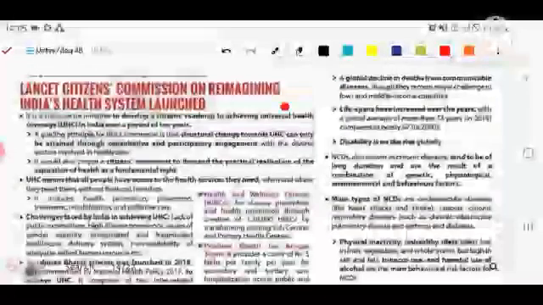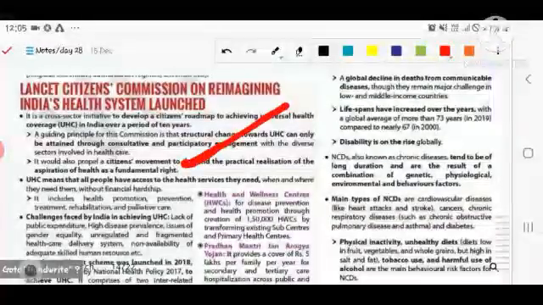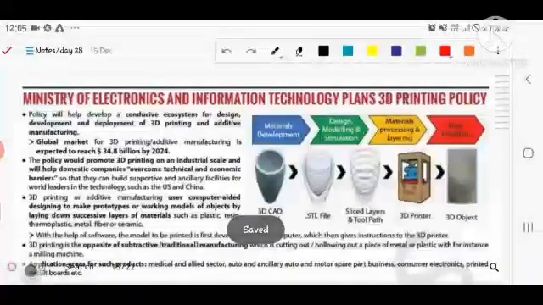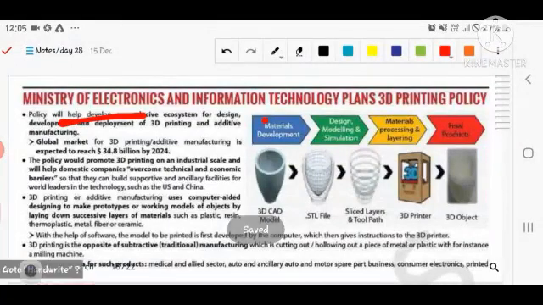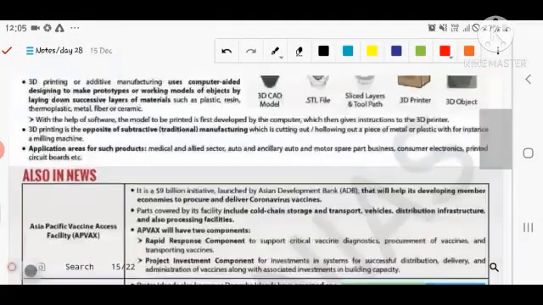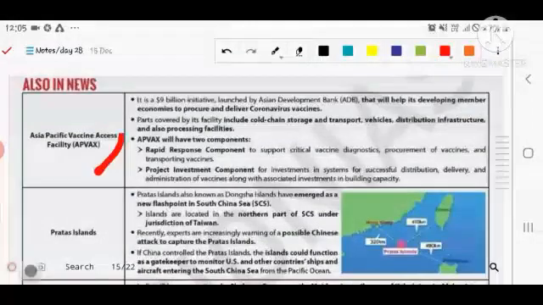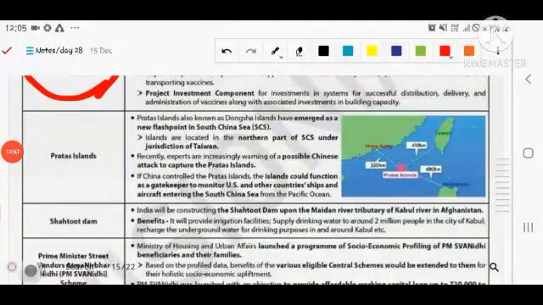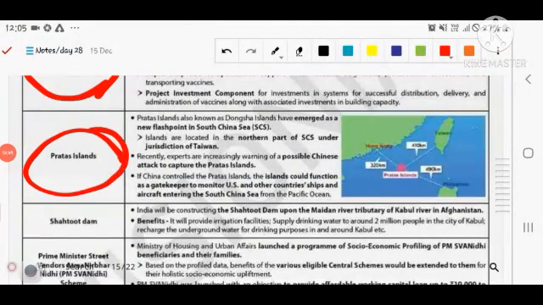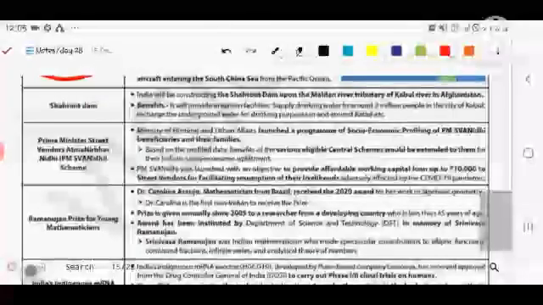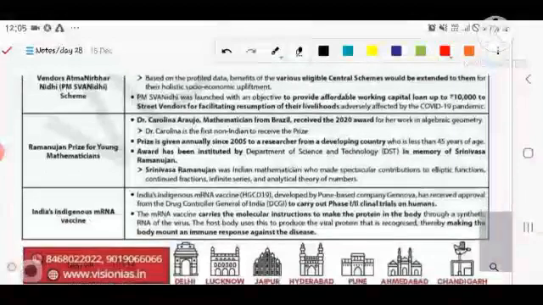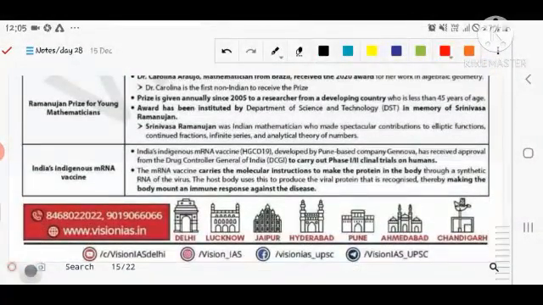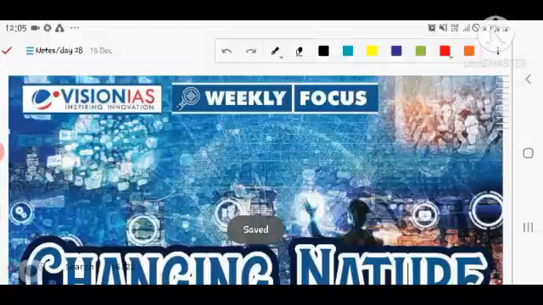Number three, the Lancet Citizens' Commission on Reimagining India's Health System was launched. Next, the Ministry of Electronic and Information Technology's 3D printing policy. Also in the news, the Asia Pacific Vaccine Access Facility, the Pratas Island in the Pacific, the Shahpurkandi Dam, the Prime Minister Street Vendor Atmanirbhar Samriddhi Yojana, and the Ramanujan Prize for Young Mathematicians. India's indigenous mRNA vaccine is also in the news.